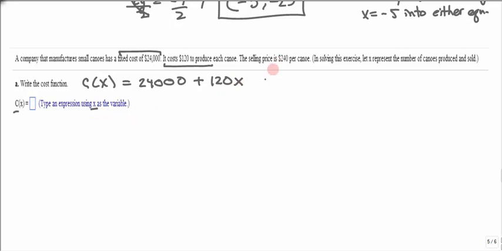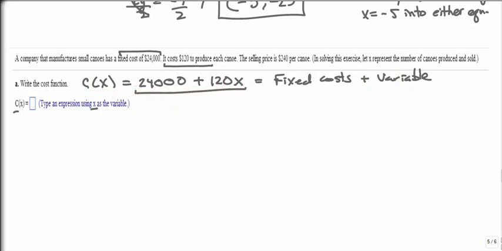So this is my cost function. So this is fixed costs plus variable costs. It's a good lecture question right here. What is my cost function? It's my fixed cost plus my variable costs. So my cost function for this is 24,000 plus 120x. Now once I find the cost function, I can also look at my revenue function, and that's the one number that I didn't use here. So let's go ahead and look at the revenue function next.